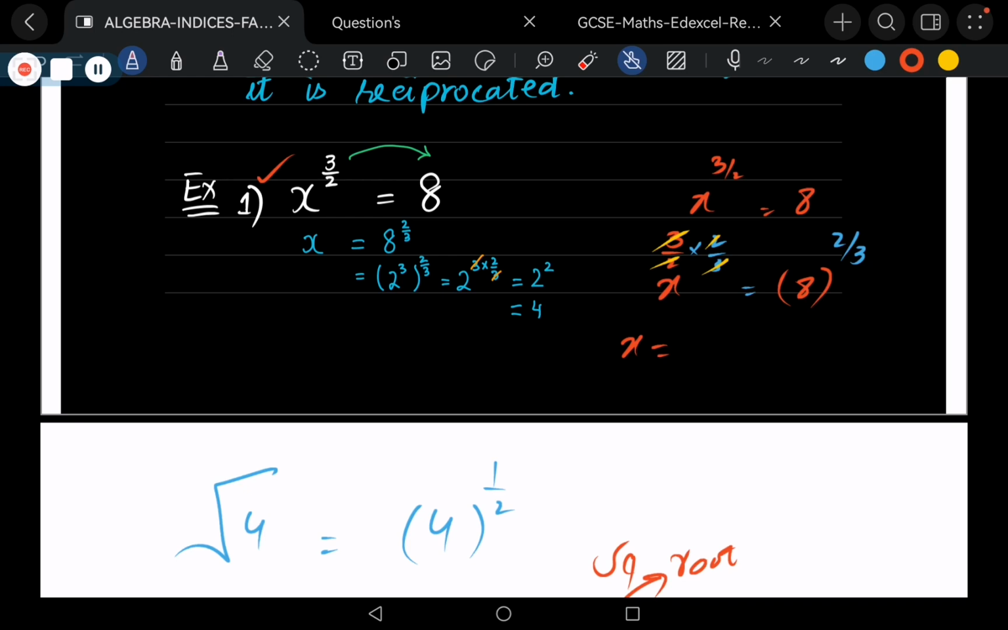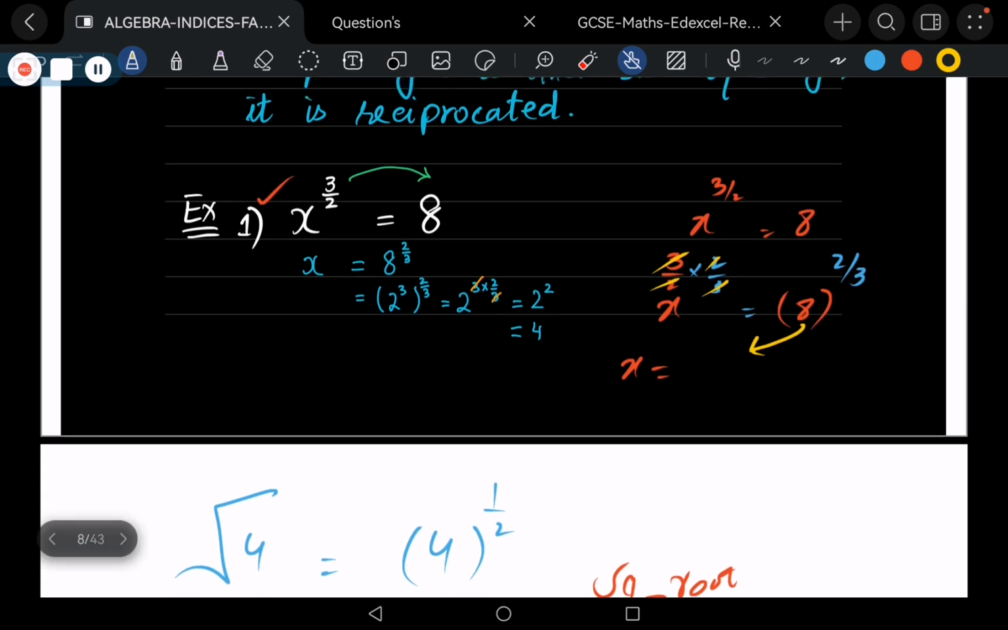Now this is a non-calculator based paper. You have to think of any number in your mind whose cube is 8. Because this is cube root, no? This is 2 over 3. 2 over 3 means cube root. So think in your mind of any number whose multiplication gives you 8. I will try the hit and trial method.